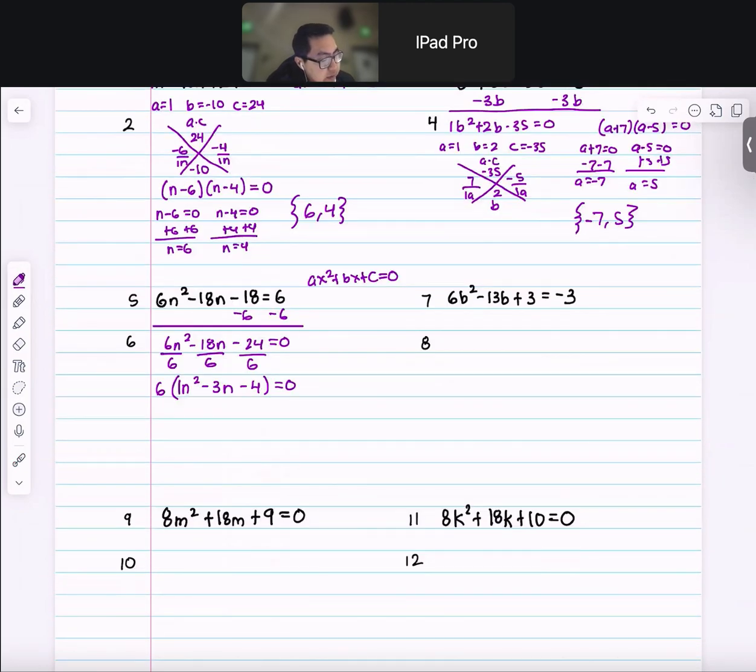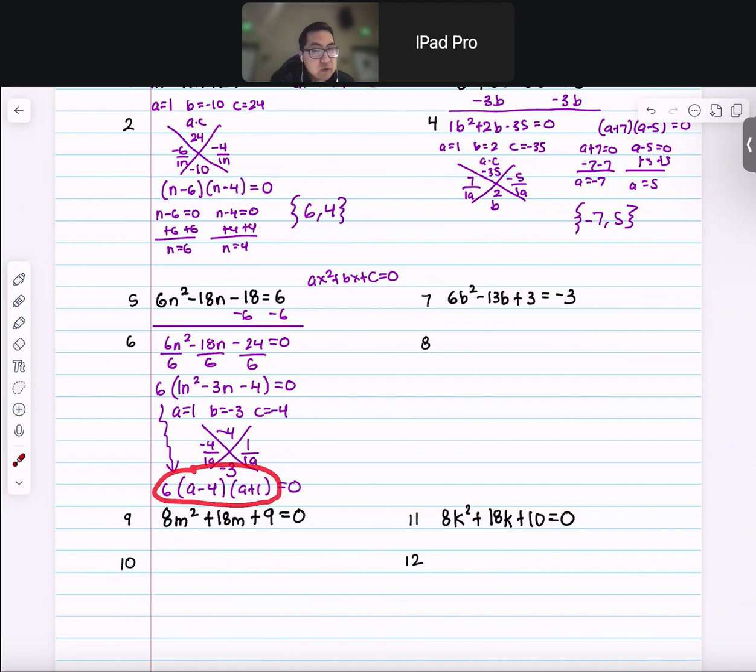Now, in the parentheses, this is your new A, B, and C, right? So we could do the X method. -4 up top, -3 on the bottom. And then what two numbers multiply to -4 but when added give you -3? That is -4 and 1, right? Put these both over the A value, so over 1, with the variable a. Don't forget the GCF, right? 6, a minus 4, a plus 1 is equal to 0. So these are your factors. So that's the answer for question 5.